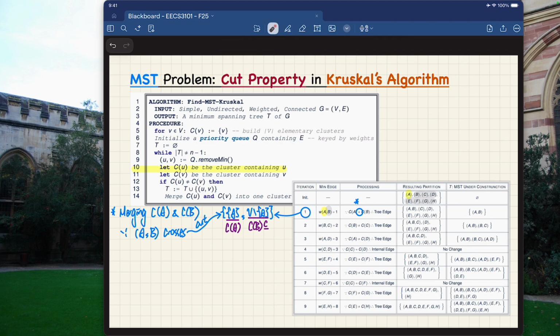Whenever you discover that the edge that happens to be the minimum is going to cross the cut, and the cut is formed by the cluster of A and the rest, which is guaranteed to contain B, in that case we can just merge the 2 clusters. Okay, let's do one more. Let's now talk about the second iteration.